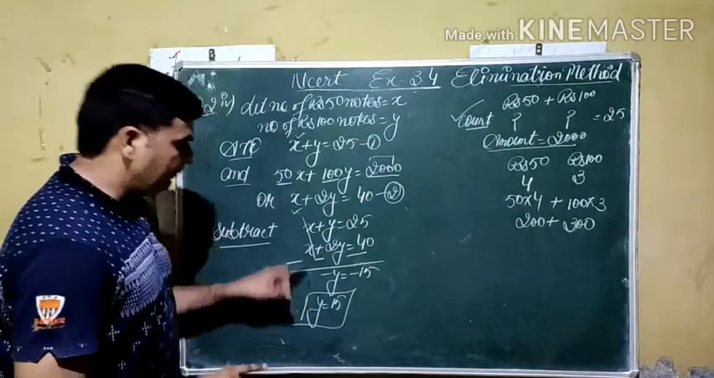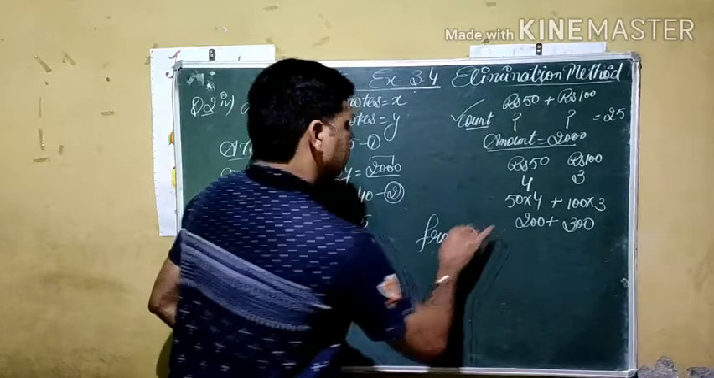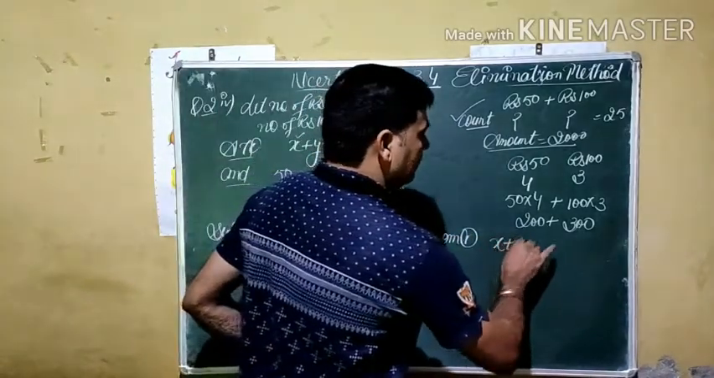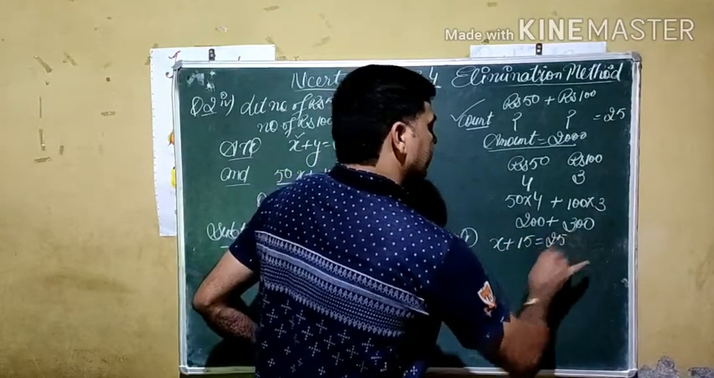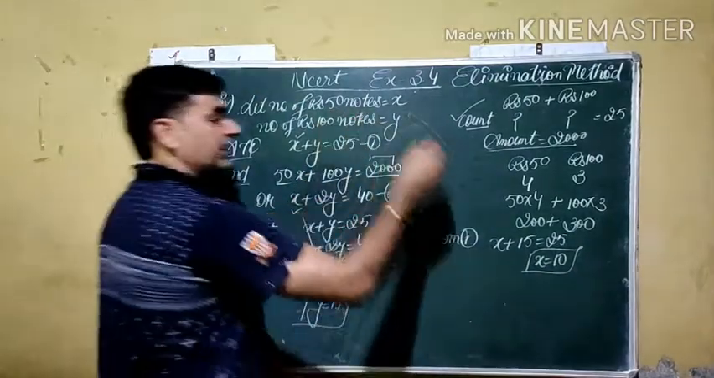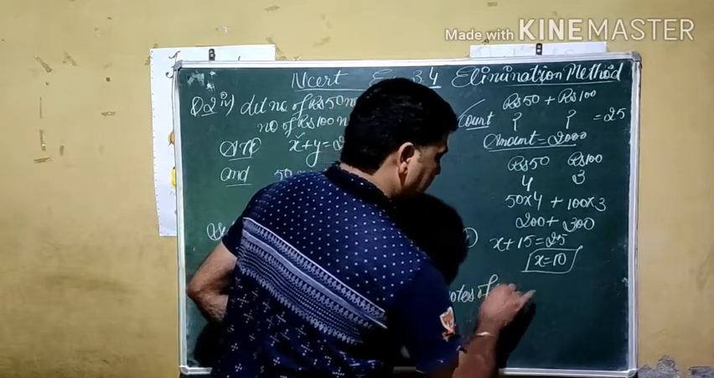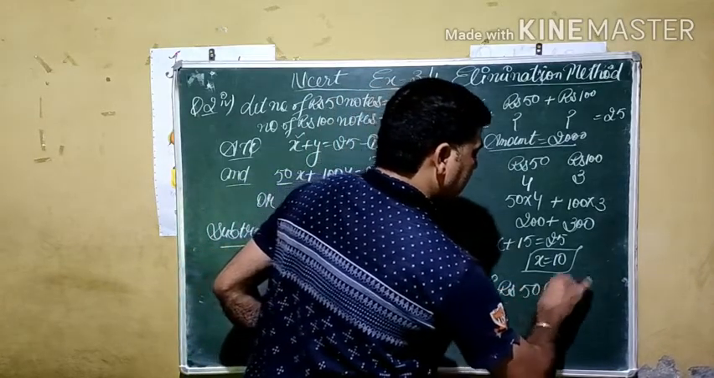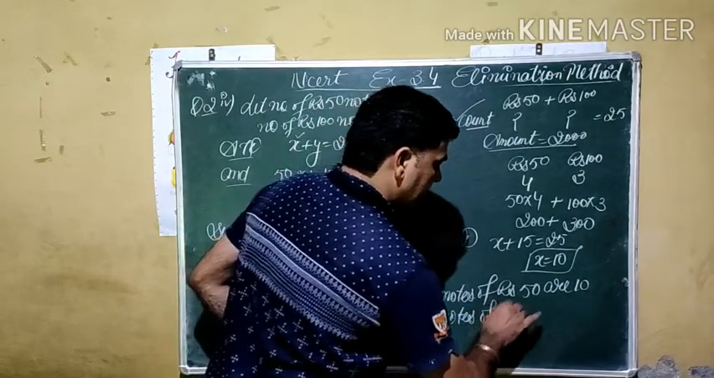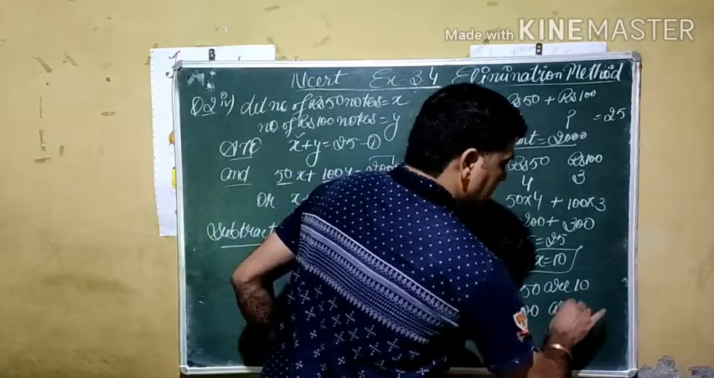If you use the value of y, 15, in equation 1, which is given, sum of the notes in count 25, y is 15. So the value of x, if we calculate, comes out here 10. It means notes of rupees 50 are given by 10 and notes of rupees 100 are given by y. Y means 15. These are the counts of notes.